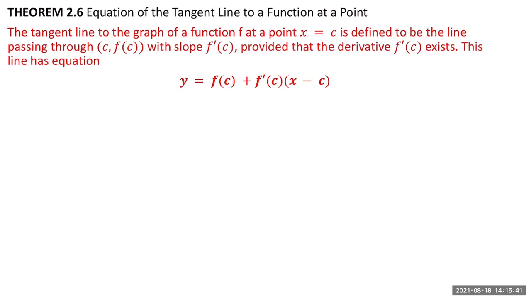Next, we have this theorem, the equation of the tangent line to a function at a point. The tangent to the graph of a function f at the point x equals c is defined to be the line passing through (c, f(c)) with slope f prime of c, provided that the derivative f prime of c exists. This line has the equation y = f(c) + f'(c)(x - c).